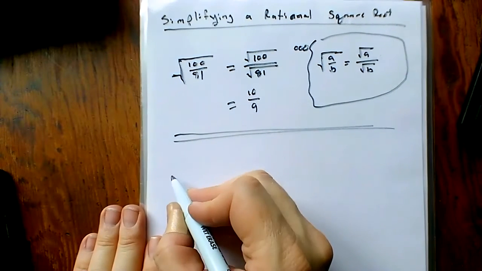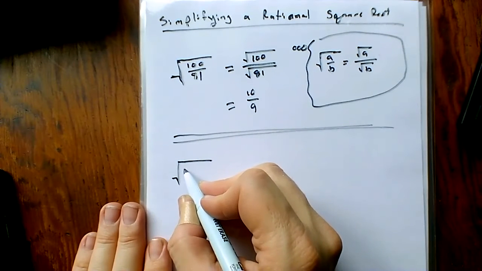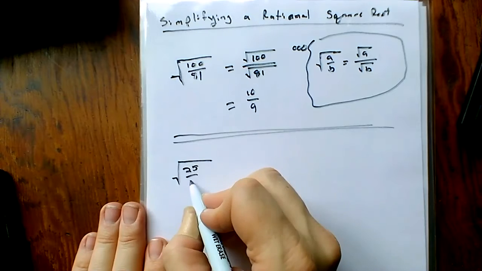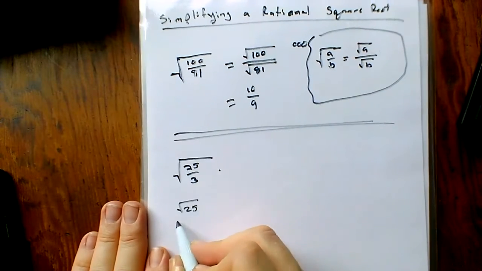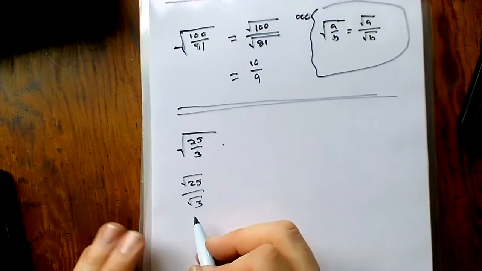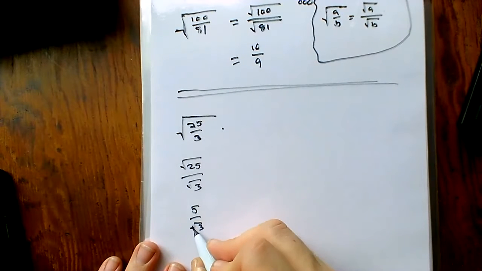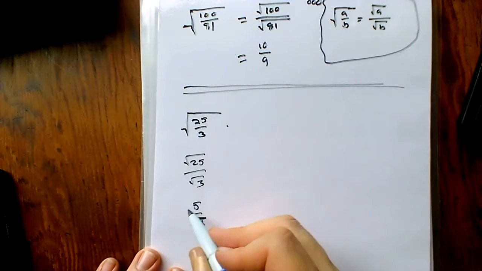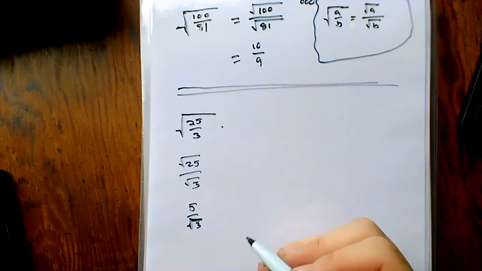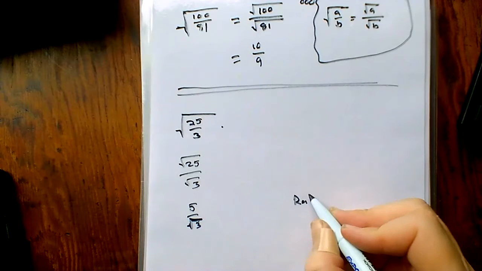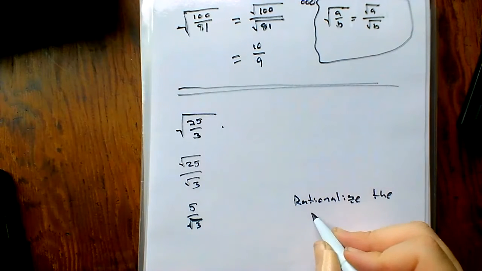But occasionally you're going to run into something that's a little bit sneakier. Say we've got something like, oh, I don't know, 25 over 3. Well, this would be the square root of 25 over the square root of 3. And I could evaluate that. That would be 5 over the square root of 3. But I'll tell you, it's a bad form. It's not fully simplified to have a square root in the denominator. So we're going to do what we call rationalize the denominator.